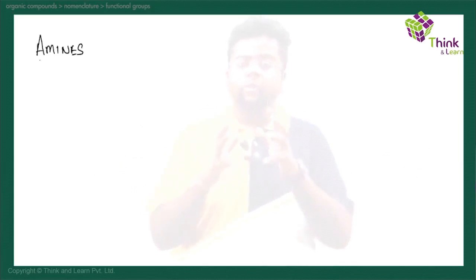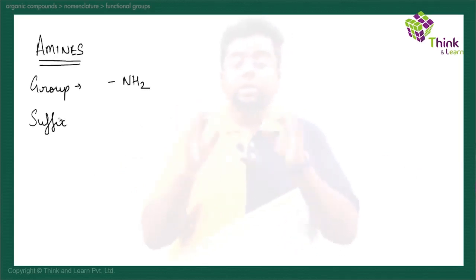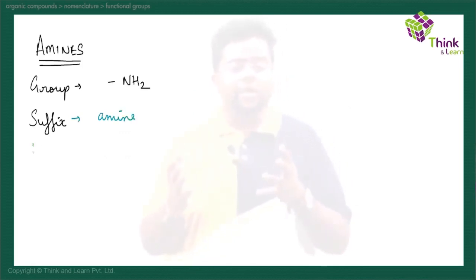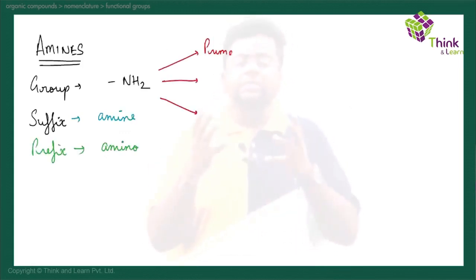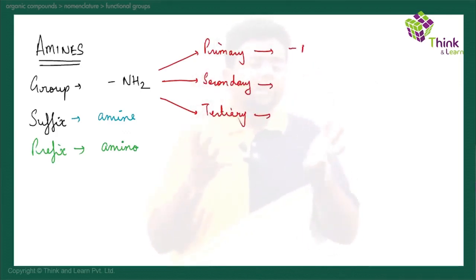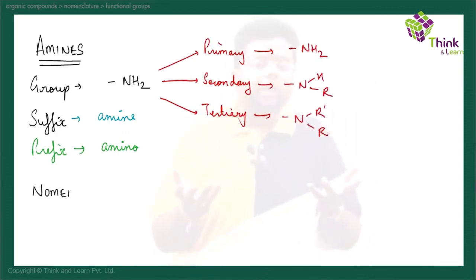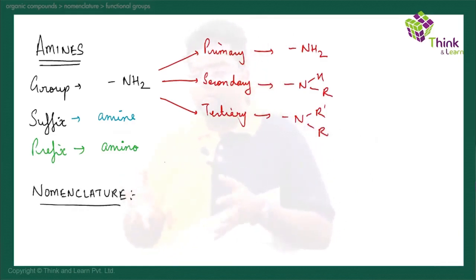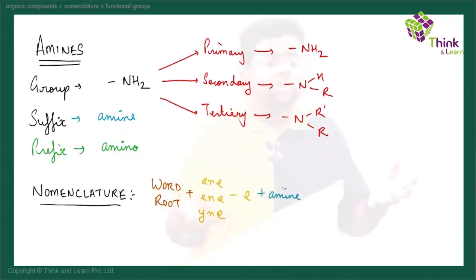The next functional group that we have is amines. For amines, the group is NH2, the suffix would be amine, and the prefix would be amino. Now, this amine group is divided into three categories: primary, secondary, and tertiary. They are only and only by the replacement of hydrogen with an R or an alkyl group. Now, how do we write the nomenclature? For nomenclature, you have to add word root plus ane, ene, or yne depending on the bondings, minus E, plus amine. That's the name.